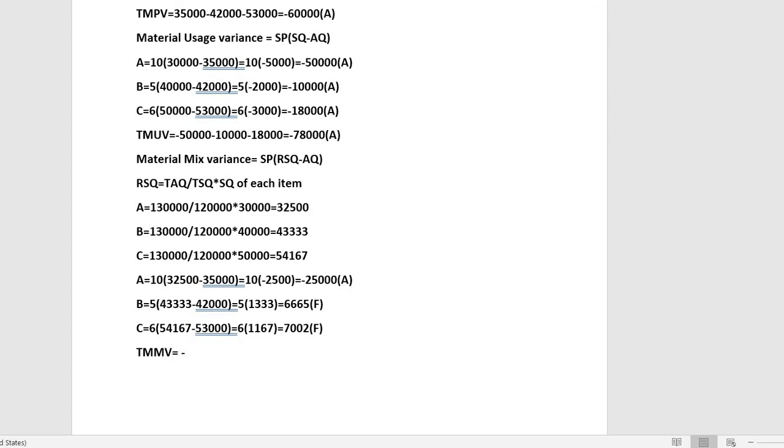So therefore total material mix variance is equal to minus 25,000 plus 6,665 plus 7,002. The total will be minus 11,333, which is adverse variance.